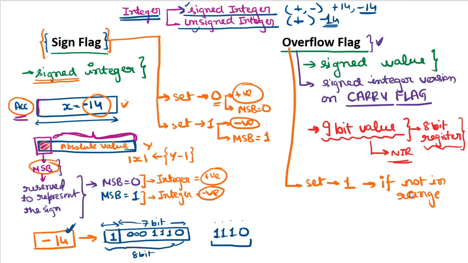This means after the operation, the result actually can't be represented using 8-bit register. In that case, it is set to 1, and overflow flag is set to 0 if value is in range. Okay. So what do I mean by that? And what is the range of an accumulator register when the signed values are put into it?